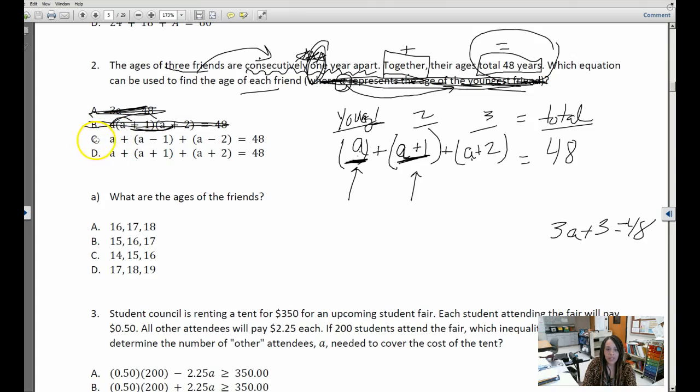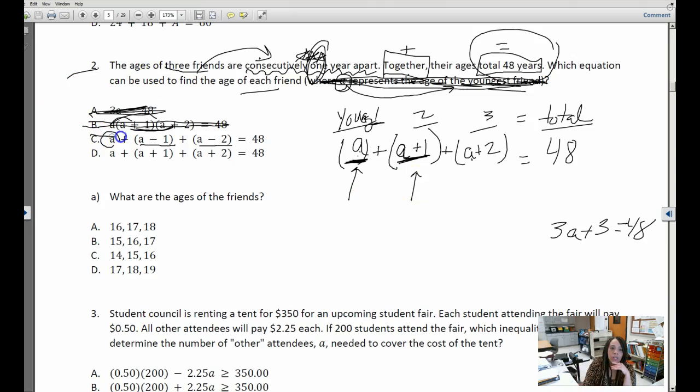So here on answer choice C, we have the A, but then we have A minus 1 and A minus 2. That is not correct because we were adding them together, because it says together they all total 48. Be careful though, because you may end up with a problem on your exam where it may say descending, consecutively descending. That would be the trigger word that you're going down or subtracting.